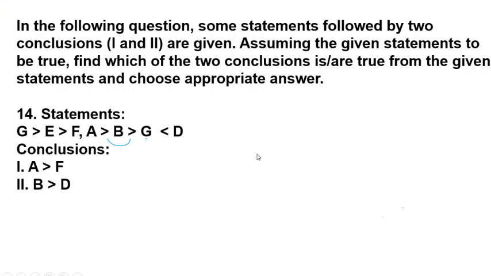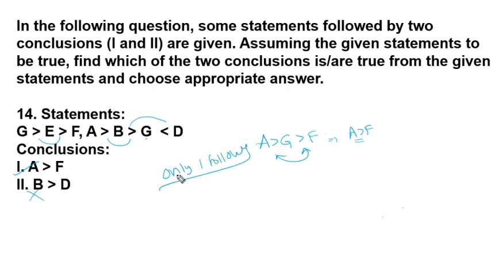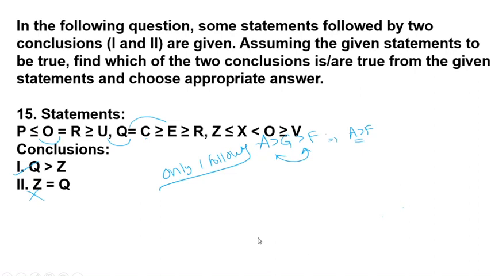So A and G is, A is greater than G. The relation between G and F is G is greater than F. So what is the relation between A and F? A is greater than F. So first one, true, simple. Second one, B D, in between B and D, the symbols are opposite, false. So what is our answer? Only one follows. Simple.